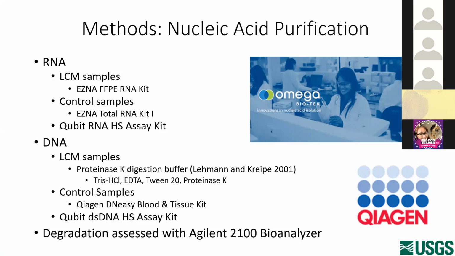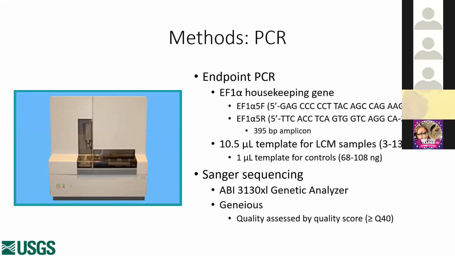All samples were quantified with the Qubit double-stranded DNA high sensitivity kit. And degradation of DNA and RNA was assessed with the Bioanalyzer. So to test the extracted DNA in a downstream application, I chose endpoint PCR, and I just looked at the EF1 alpha housekeeping gene. I developed this primer set that amplified a 395 base pair amplicon.